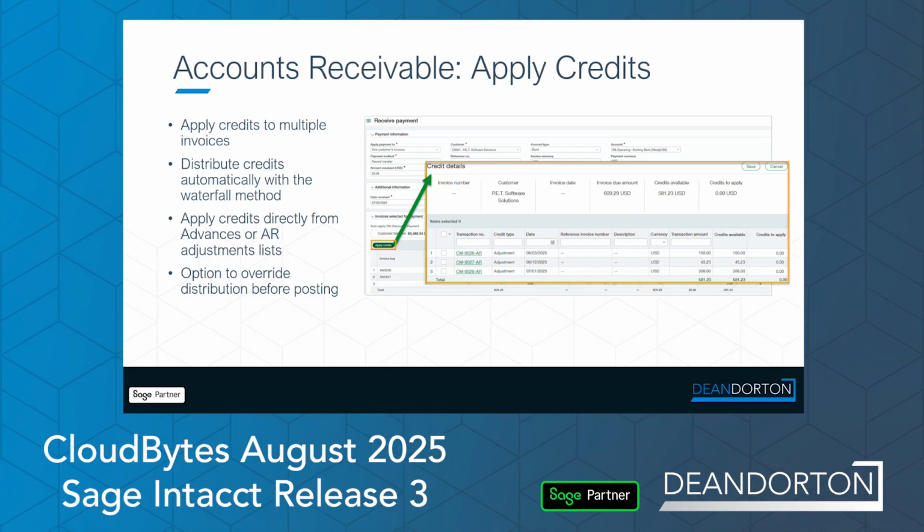So what they're showing you right here is, at the point of receiving a payment, you've got your payment information built in. You'd click right here to apply credits, and it's going to pop up a credit details screen with the different credits that you have. And you'll be able to take care of that in this particular apply credits screen.